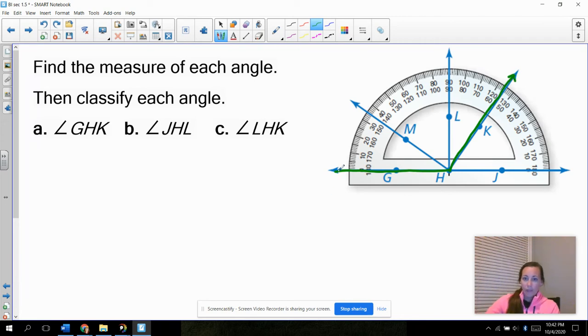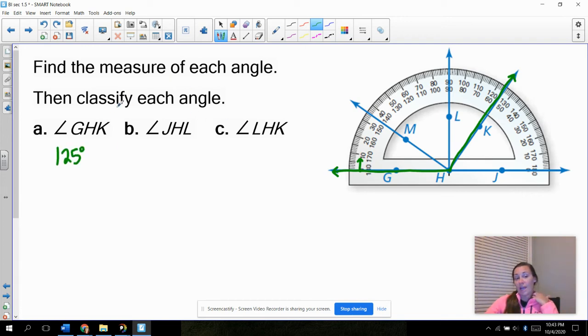Not too bad. Okay, so if my green line is coming out here, I'm starting at 0, so I'm going to be using the top numbers. I'm totally ignoring the bottom numbers for this angle. Top numbers, all the way over to G. It's right in between 120 and 130. So this would be 125 degrees.